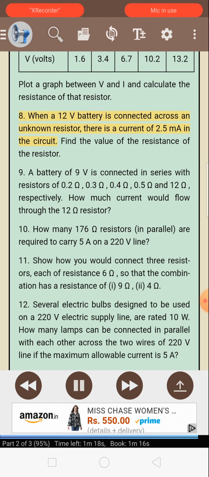8. When a 12 volts battery is connected across an unknown resistor, there is a current of 2.5 milliamperes in the circuit. Find the value of the resistance of the resistor. 9. A battery of 9 volts is connected in series with resistors of 0.2 ohms, 0.3 ohms, 0.4 ohms, 0.5 ohms, and 12 ohms respectively. How much current would flow through the 12 ohms resistor?